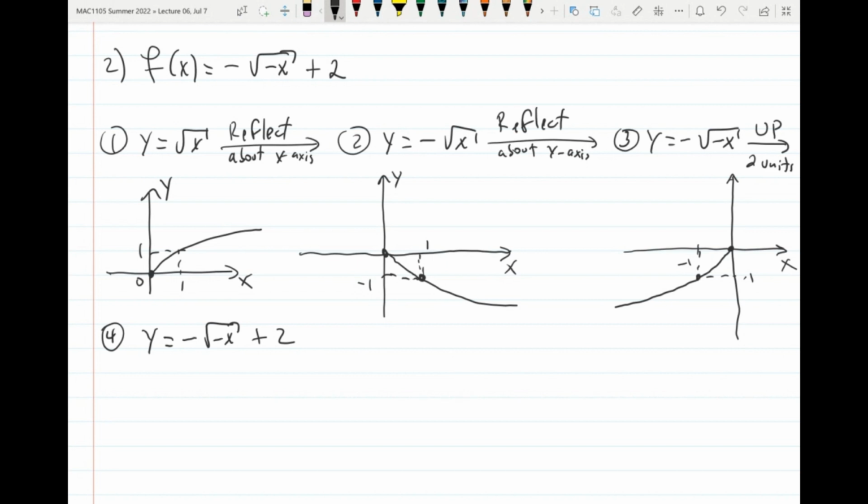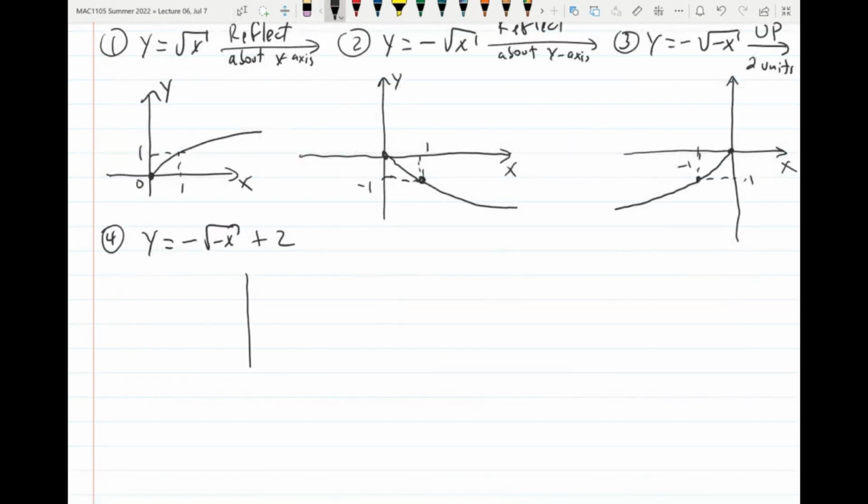And now, the final thing is we take this picture and we move it up 2 units. So 0, 0 goes up to 2. Then negative 1 goes up 2 units, so negative 1, 1. And then we have something like this.